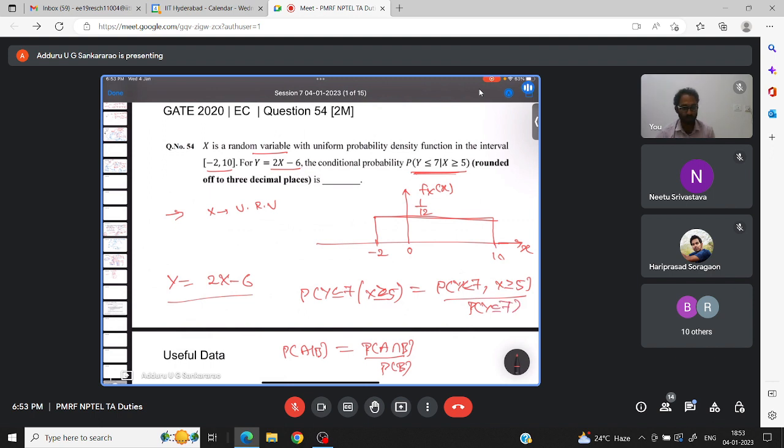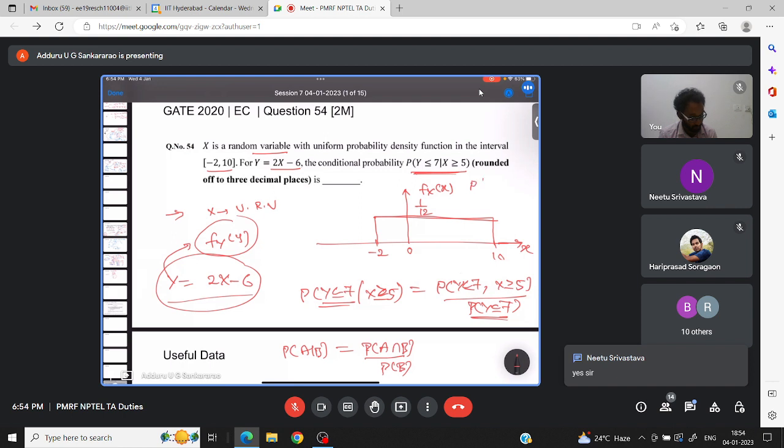Now to find out this probability, we should know the PDF of Y. Hope you understood this. First we'll find out the PDF of Y, then we can solve the problem. Is that okay? Since we know the probability density function of X, we need to find out the probability density function of Y.